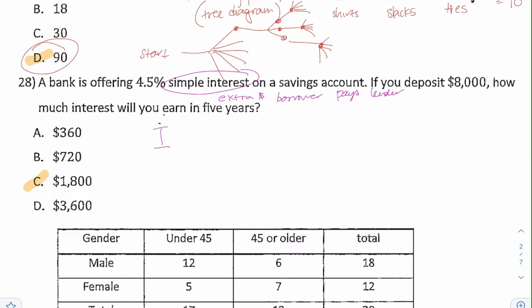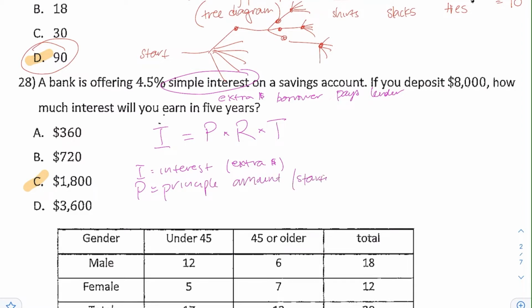The formula is I is equal to P times R times T, where I is the interest, and this is the extra money. P is the principal amount, or the starting amount. R is the interest rate, and this is usually in a decimal. You can also use percent or fractions. And T is the time, and this is time in years.